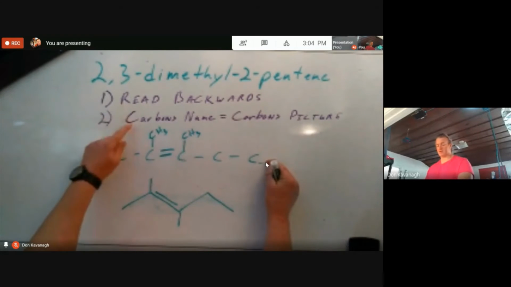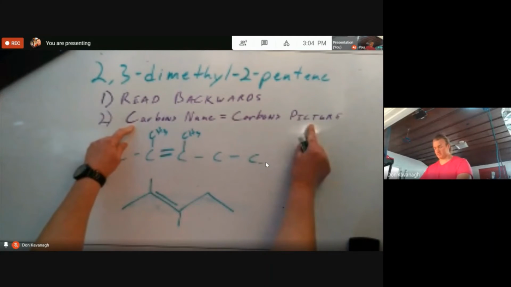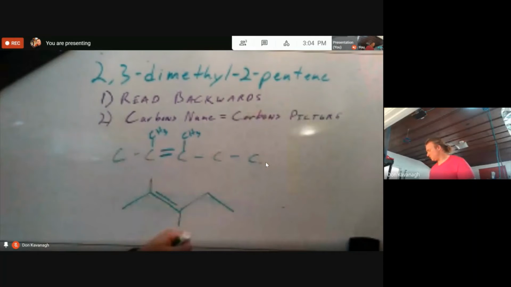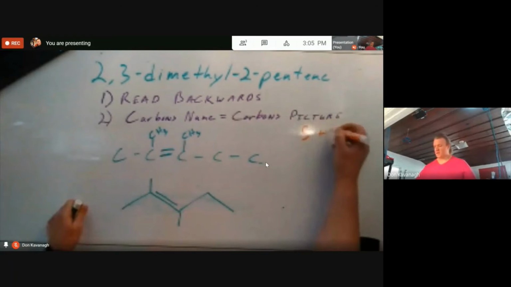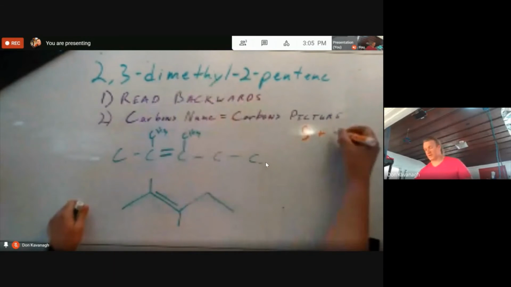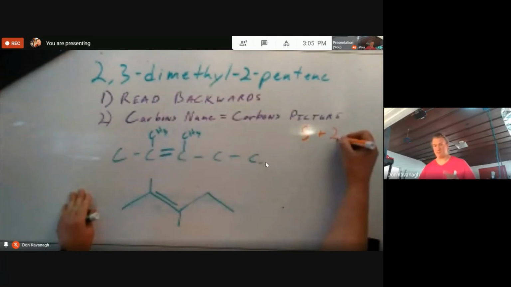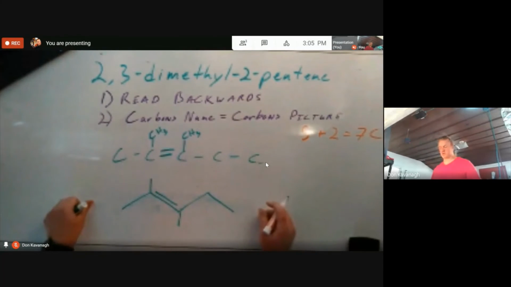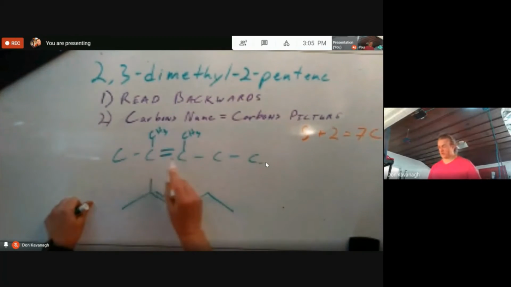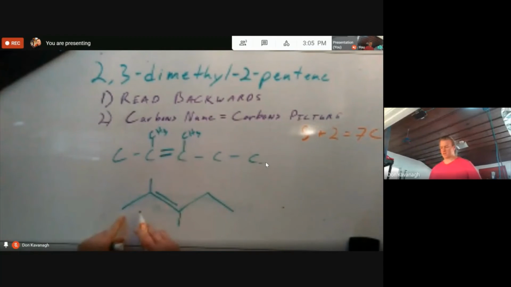Now let's make sure that the number of carbons in the name matches the number of carbons in our picture. Pentene means 5. And then it says dimethyl, so that is 1, that's 2, because methyl. So that means that there should be 7 carbons in our picture. 1, 2, 3, 4, 5, 6, 7. Yes. And in this picture here, 1, 2, 3, 4, 5, 6, 7.